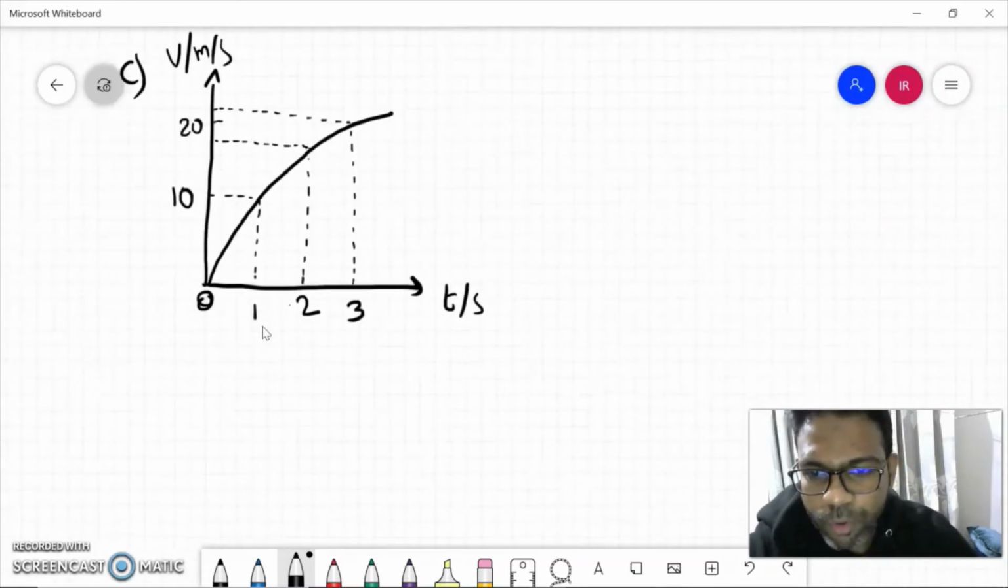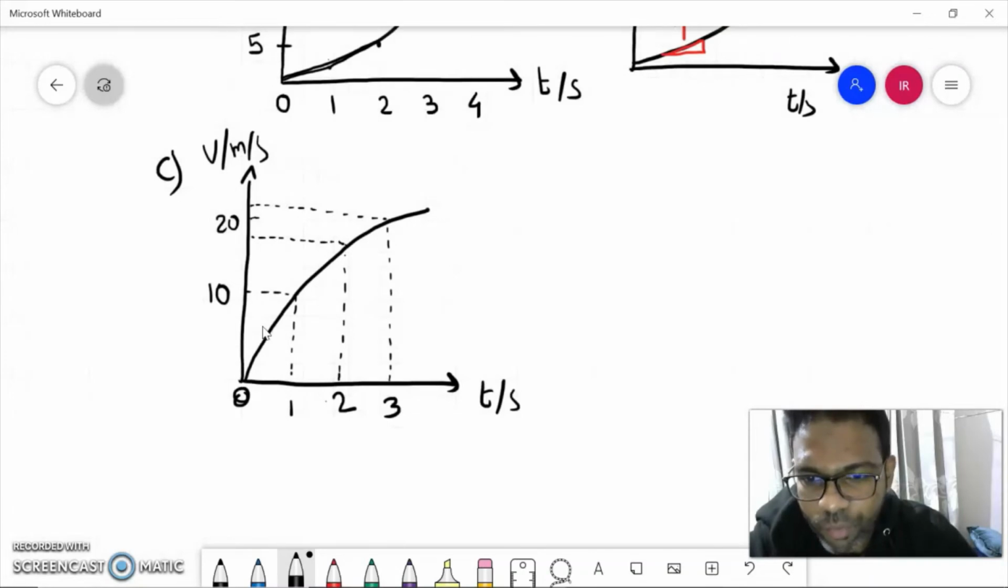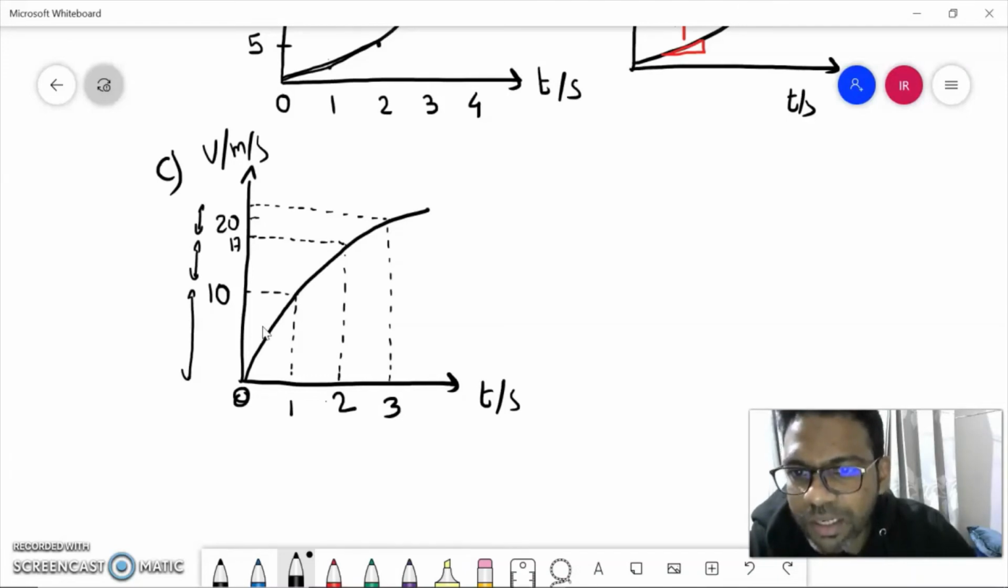So if we plot it in the graph, you see after 1 second, the velocity increased very quickly, right? It became 10. After 2 seconds, it still increased, but by a smaller amount. How much was it? It was 17. So you see the interval is decreasing. Here, the interval was 10. Now the interval is only 7. And from 2 to 3 seconds, the velocity became 22. So the gap is further less.